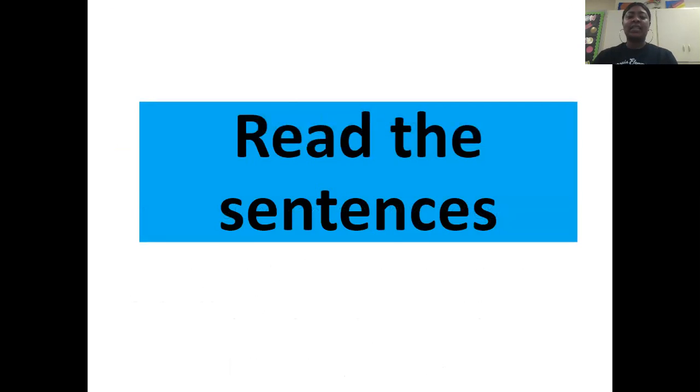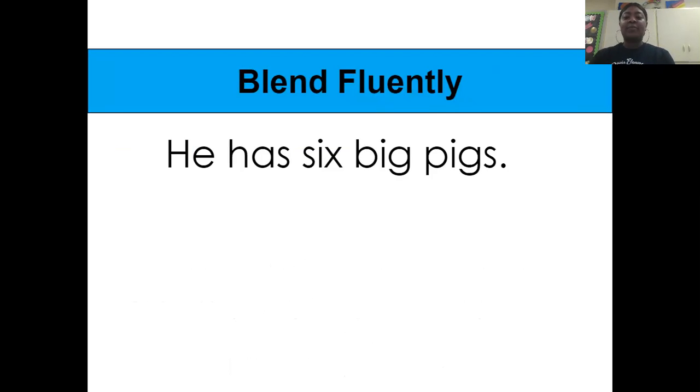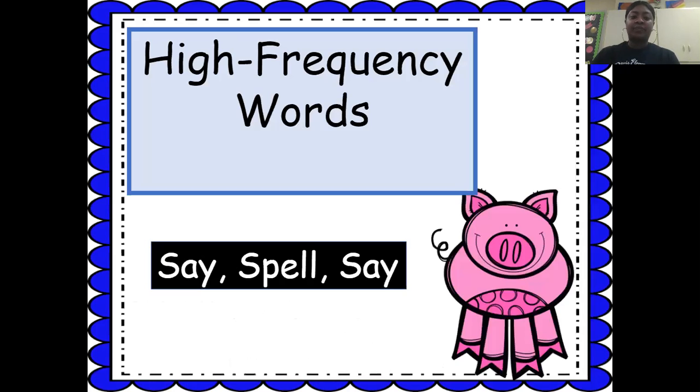All right, let's read the sentences. He has six big pigs. He has six big pigs. I will fix the van. I will fix the van. Is Jill quick? Is Jill quick?